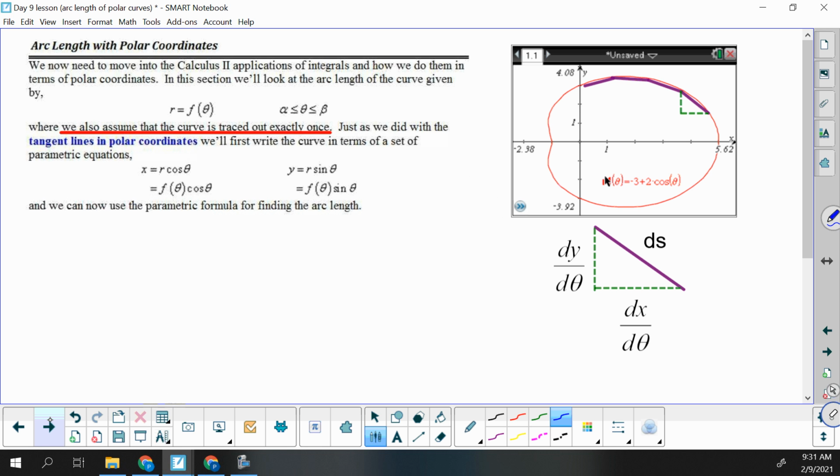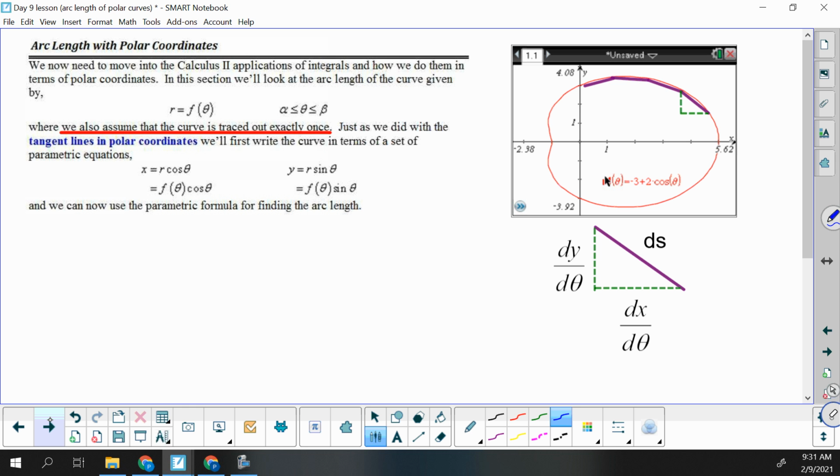So the new topic for today is we're going to do arc length with polar. So the general idea with arc length is the same as arc length with all of our other ones. Imagine we take little segments between points on the polar curve, allow those number of segments to go to infinity, and then add them all up. So that's what eventually leads to the integral.